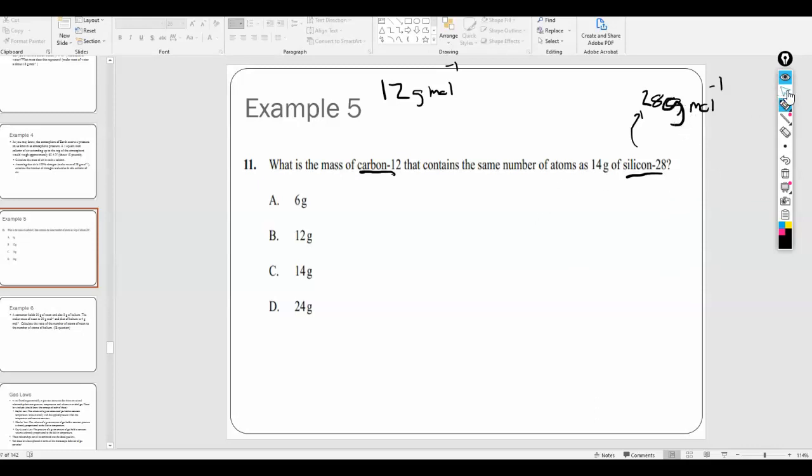Okay, so keeping those conversion factors in mind, I want you to try to answer example 5 on your own. The question says, what is the mass of carbon-12 that contains the same number of atoms as 14 grams of silicon-28? Try to do example 5 on your own.